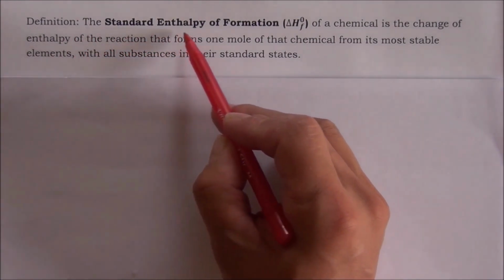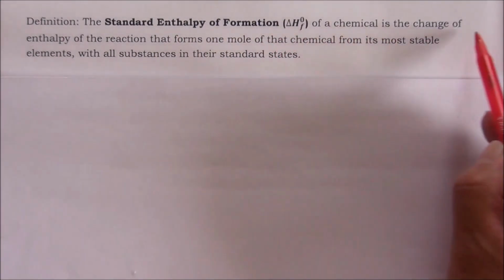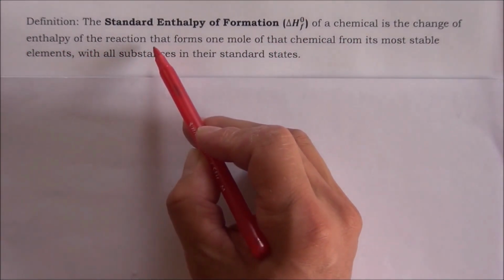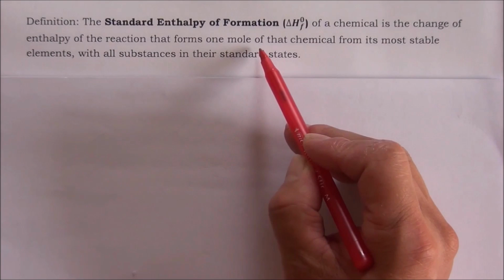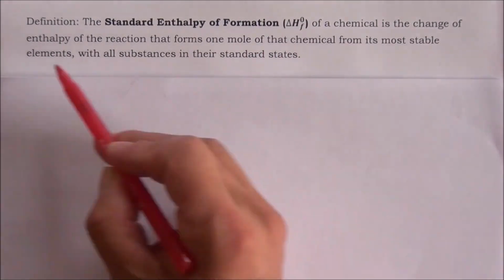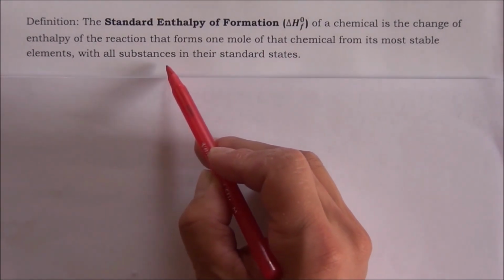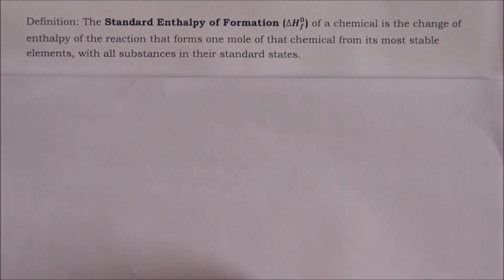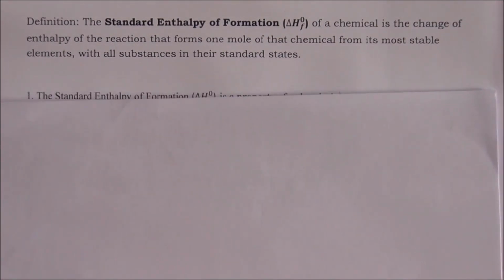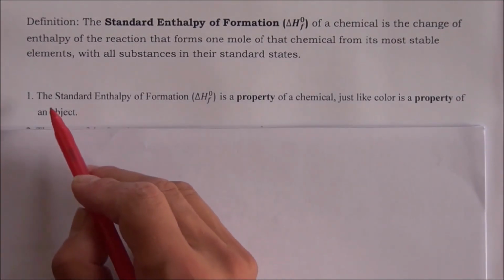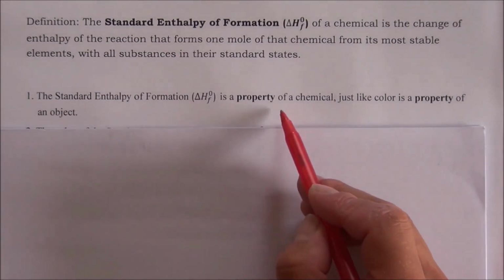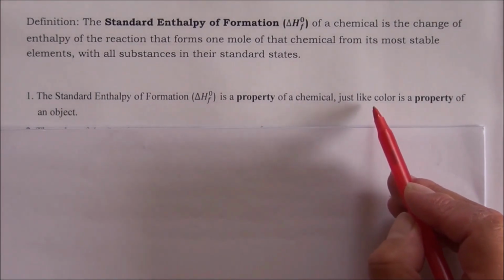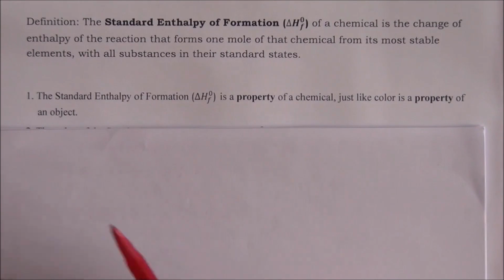The standard enthalpy of formation of a chemical is the change of enthalpy of the reaction that forms 1 mole of that chemical from its most stable elements with all substances in their standard states. The first point to understand this concept is that the standard enthalpy of formation is a property of a chemical, just like color is a property of an object.